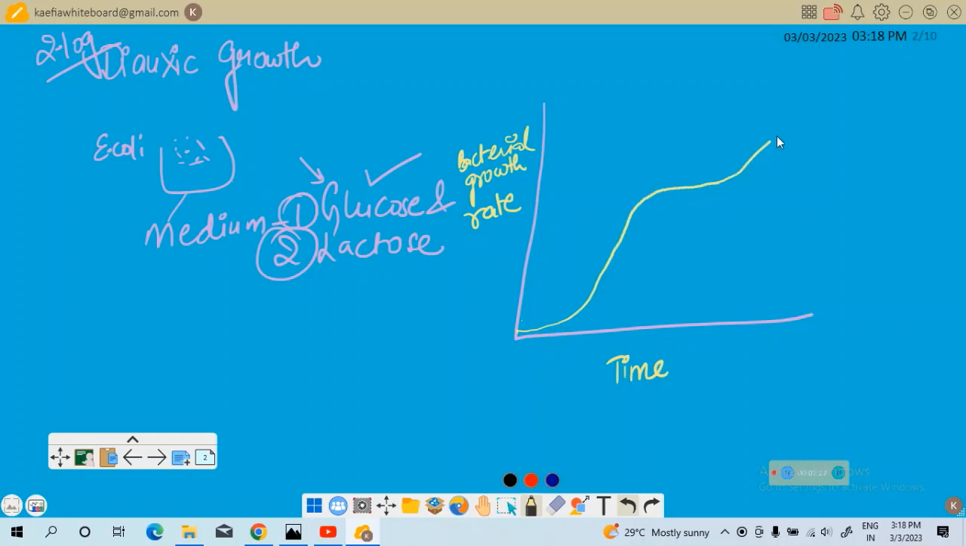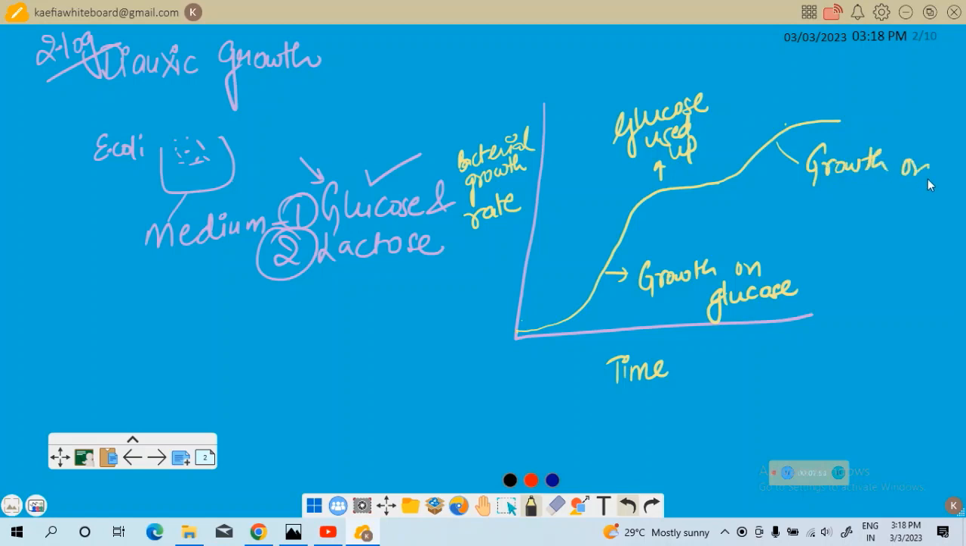Okay, then this is growth on glucose. This line denotes glucose is being used up. He has eaten glucose. Then this line depicts growth on lactose. This is for lactose. So basically two ingredients are there, glucose and lactose, right? That's why it's termed diauxic growth.